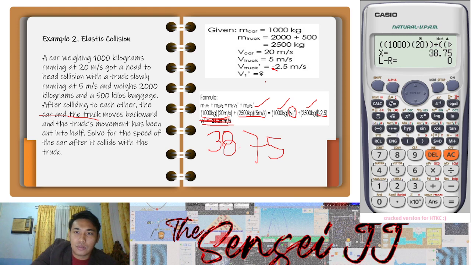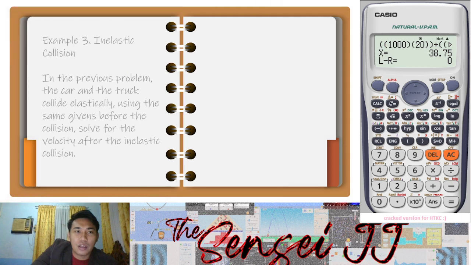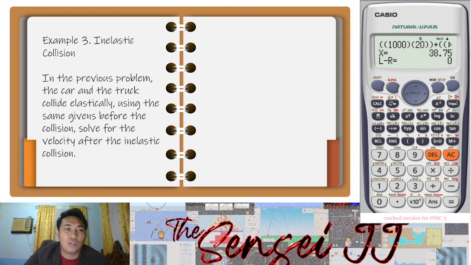Okay, so now let's move on to the next. We have inelastic collision. In the previous problem, the car and the truck collided elastically using the same givens before the collision. Solve for the velocity of the inelastic collision. Okay, so guys, please try to solve this one.